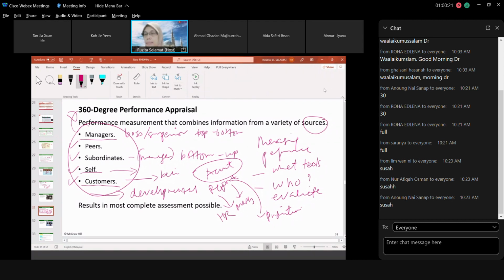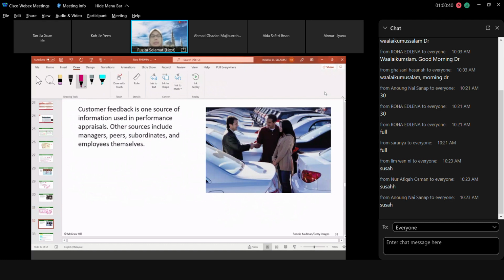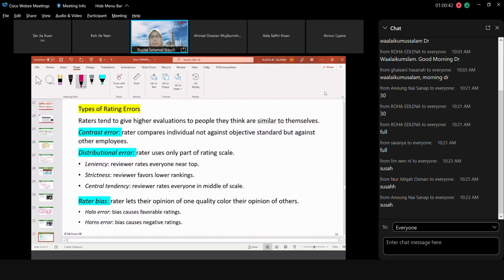Crystal clear? Oh, masih blur-blur lagi? Boleh tanya kalau kurang jelas? Right? Okay, Esther said she's doing good. I hope the rest of you is the same. Okay, Atika.